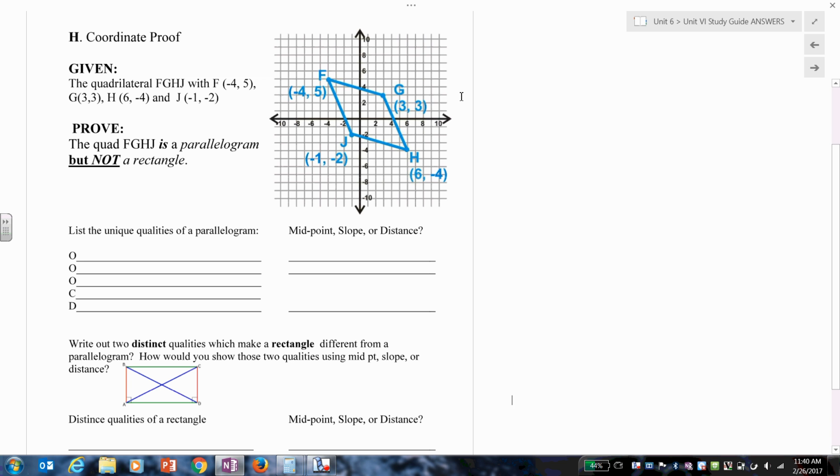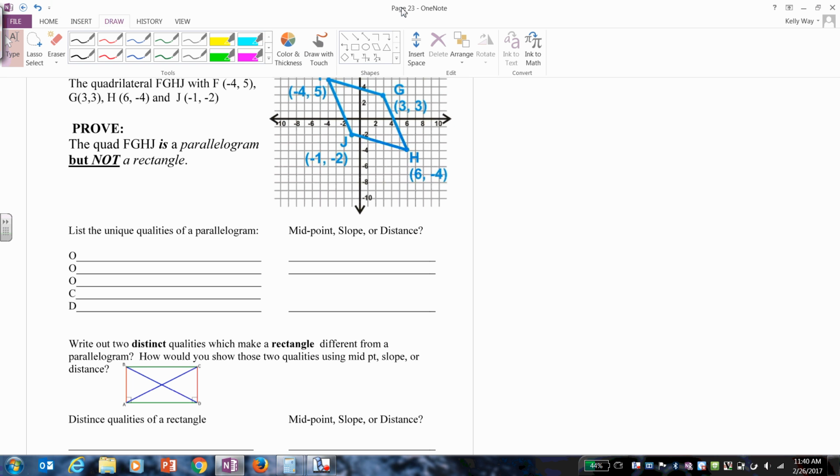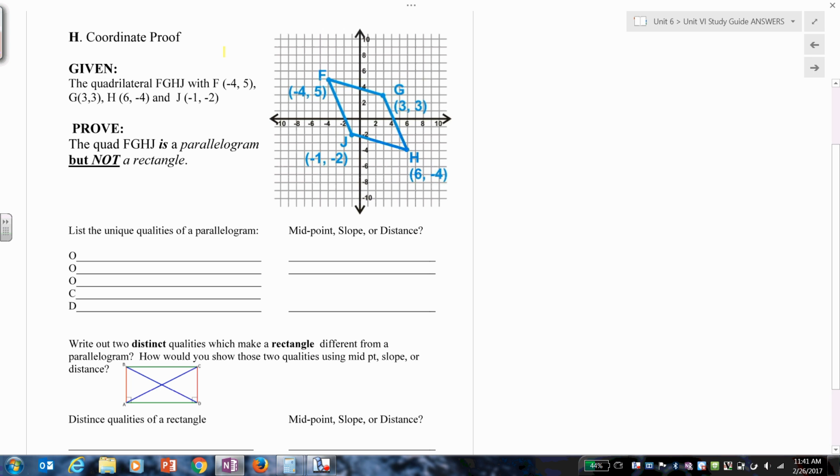Students, this is the help video for Unit 6 Study Guide, problems H, I, and J. In a proof, we have here a quadrilateral with our given coordinates. We want to prove that this quadrilateral is a parallelogram, but not a rectangle. So this is called a double proof. You have to positively prove something, but negatively disprove something else.